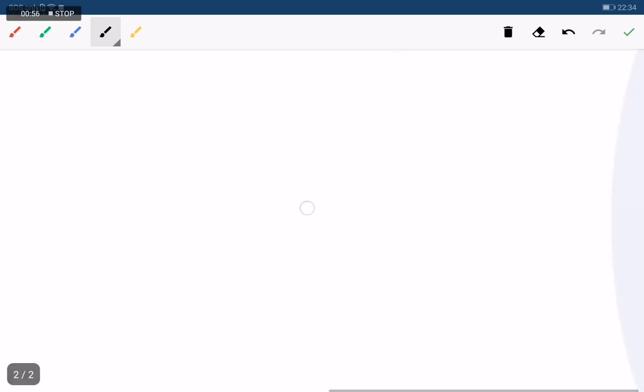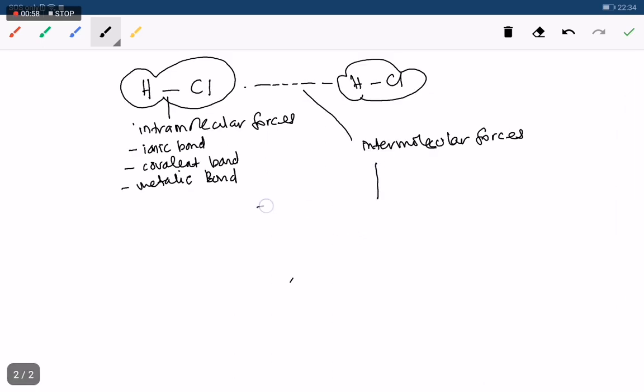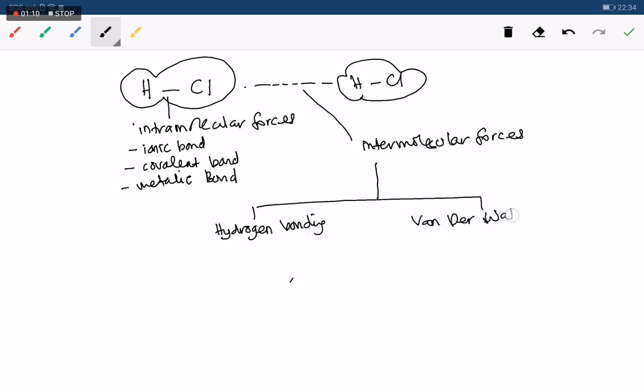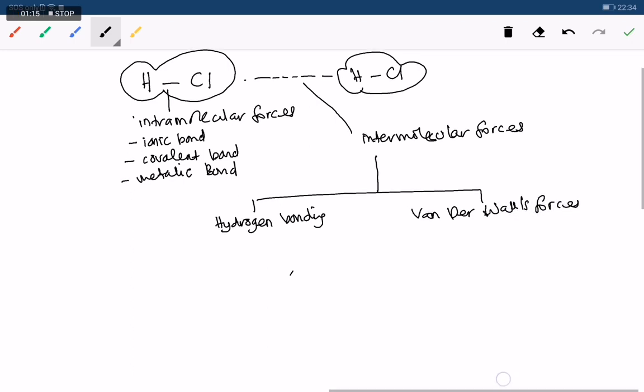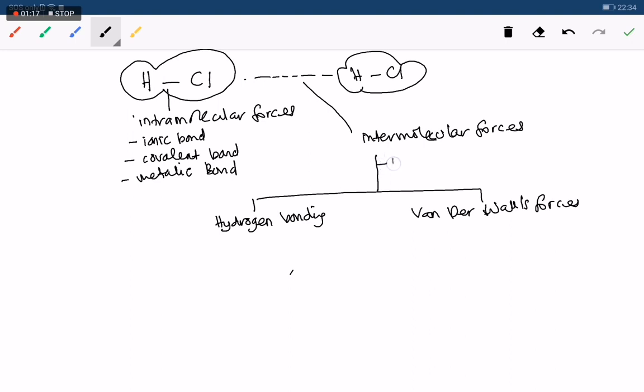Intermolecular forces can be divided into two, which are hydrogen bonding and van der Waals forces. It is important to learn about intermolecular forces because they are used to determine boiling point and melting point.